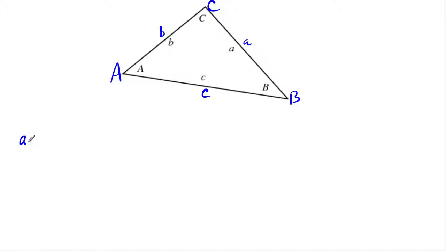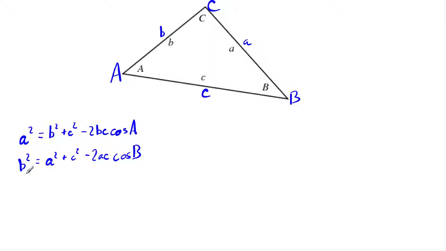Well, the formula is a squared is equal to the sum of the squares of the other two sides, so that'd be b squared plus c squared, minus 2 times the product, so 2 times b times c times the cosine of angle A. And similarly with b squared, we would have the sum of the squares of the other two sides, so a squared plus c squared, minus 2 times ac times the cosine of b.